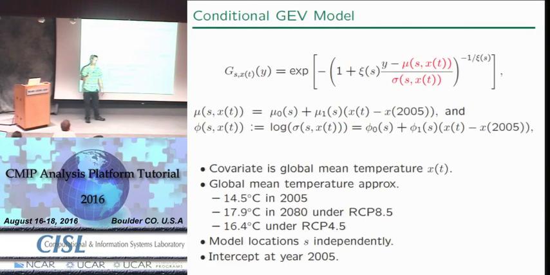What we really regressed on, instead of time, was global mean temperature. So each year we get a global mean temperature as produced by this climate model, and we use that as our regression term. We do the same for the scale parameter, and then this allows us to model how the GEV is changing in time. You see two different indices. There's also this index of s, and that's just saying I'm going to fit a different distribution at Fort Collins than in Denver, at each location.